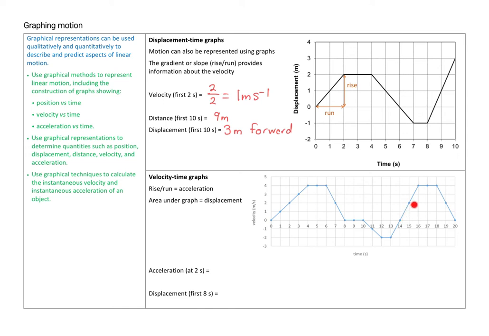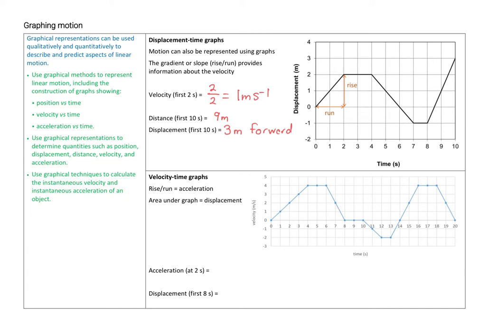Up to 2 metres per second forward, 4 metres per second forward. Then again, 2 seconds, it goes constant speed of 4 metres per second forward. Then it slows back down to 2 metres per second and finally back to 0, or back to what we call rest. So that's what that graph is representing.